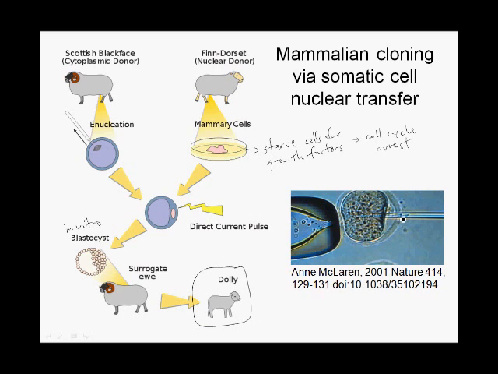This is a little picture of the somatic nuclear transfer. This is the egg cell here with a holding pipette to hold it in place, and this is the microinjection pipette, which is actually injecting the nucleus from a somatic cell.